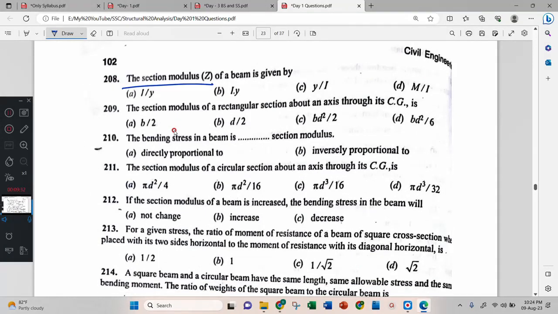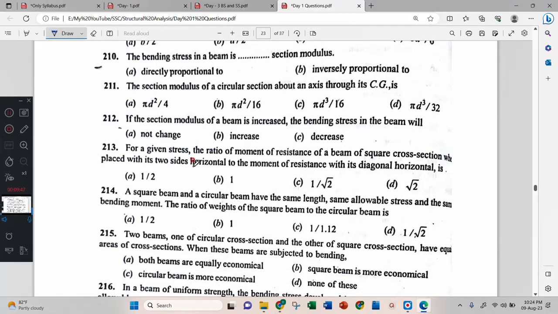Section modulus Z of a beam is given by I by y. Correct? Next, jump. For a given stress, the ratio of moment of resistance of a beam of a square cross section placed with its sides horizontal to the moment of resistance with the diagonal horizontal. You should remember this.